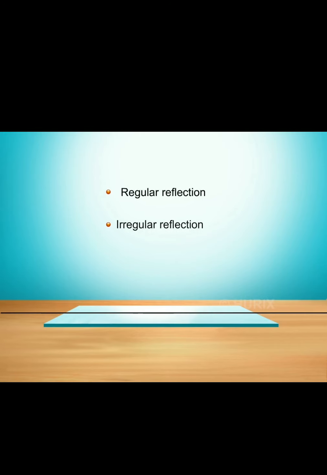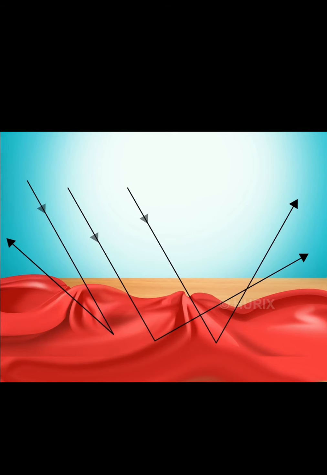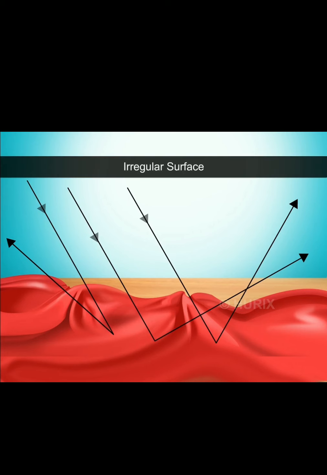Reflection of light can be regular or irregular depending on the surface. Regular reflection helps in the formation of images. Take the case of an irregular surface. All the parallel rays reflected from the surface are not parallel. The reflection is irregular or diffused, and we see objects lying around us.